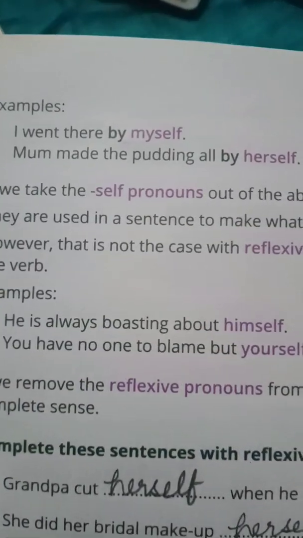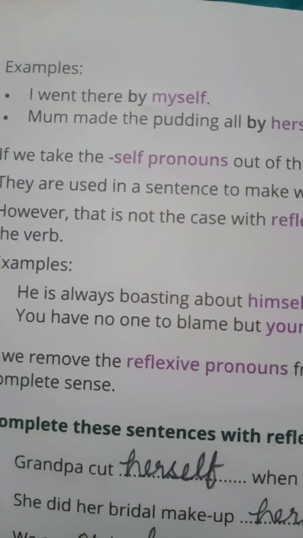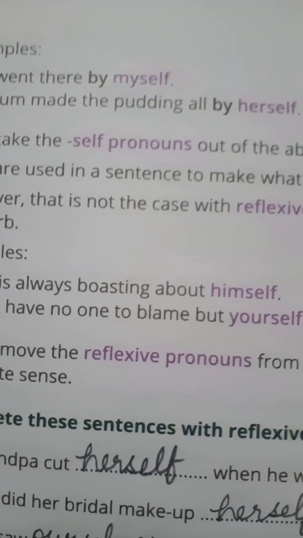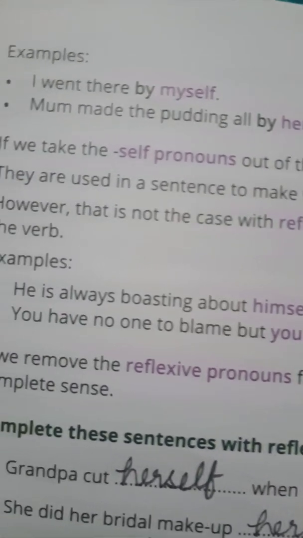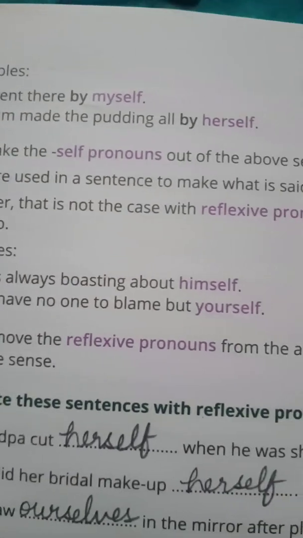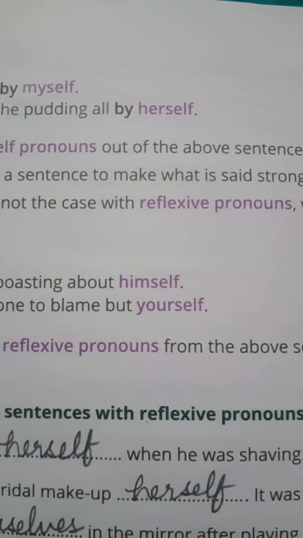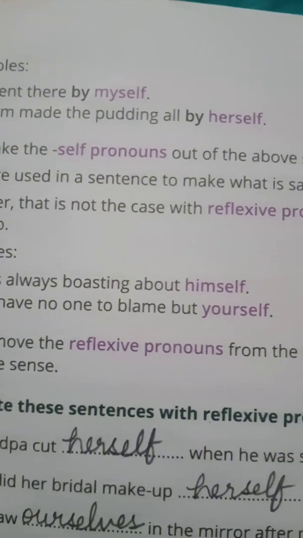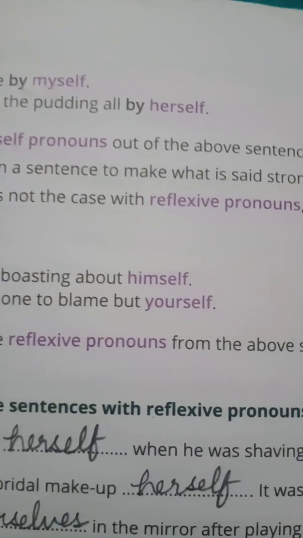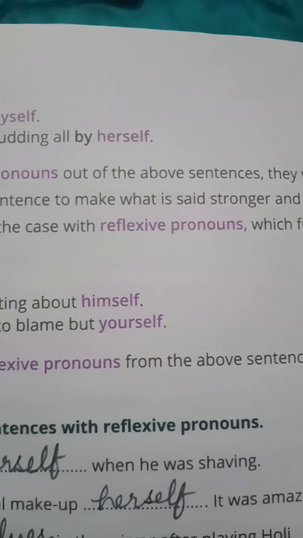For example, I went there by myself. In this, I want to tell that I was alone. I went there alone by myself. Mum made the pudding all by herself. Here I want to say that mother made the pudding all alone. There was no one to help her, so by herself. So this was the use as emphatic pronouns.